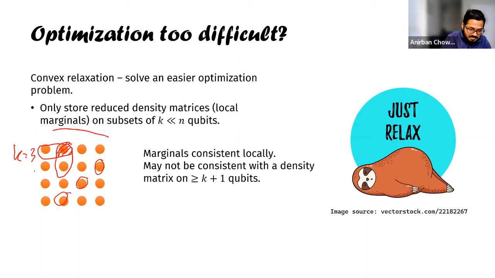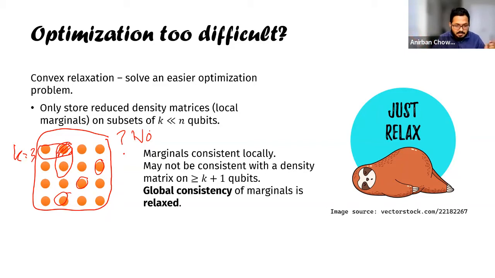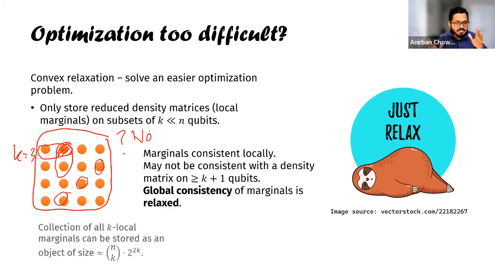So if you now ask, is there a density matrix defined on this entire subsystem? The answer will be no. And this is because even if we store just marginals, ensuring that they're consistent is in fact a QMA-hard problem in general. And we don't want our optimizer to be solving QMA-hard problems at intermediate steps. So the relaxation is that we are relaxing global consistency of local marginals. And this allows us to have an efficient data structure. If we just keep K-qubit marginals, we can store them as an object of size that goes roughly as this. So if K is not too large, we are safe.